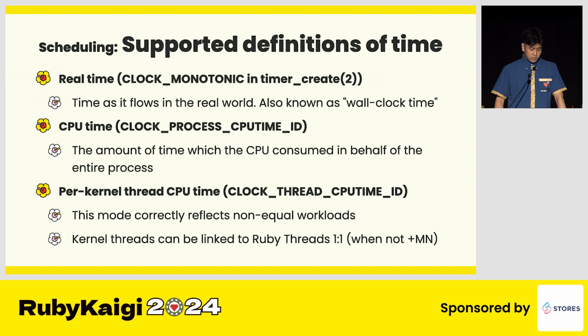This mode correctly reflects non-equal workloads. So if we have a very busy thread and a non-busy one, the profiler can control profiling timings for each one very accurately. Now, this feature relies on the fact that kernel threads can be linked to Ruby threads, so they can be one-on-one.